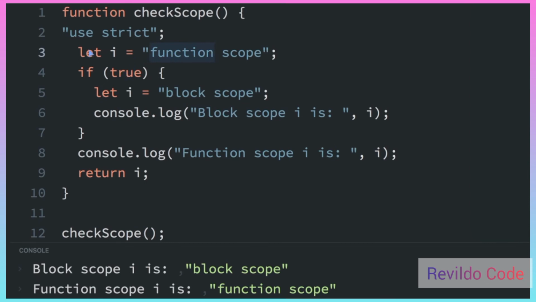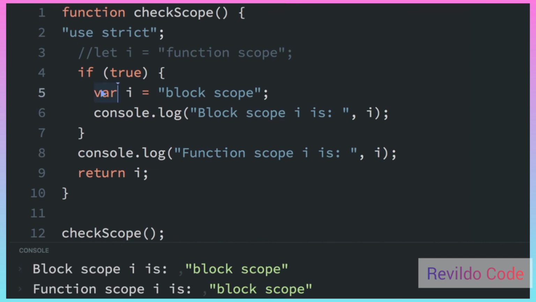Here's another thing I want to show you. If we comment this line out and we change this to var, what do you think's going to happen? Well, let's run it and find out. Look, we set the var inside this block here to block scope, and it says block scope is block scope. But then when we're outside of the block, outside of these squiggly braces, we can still access i here, and it's set to block scope.